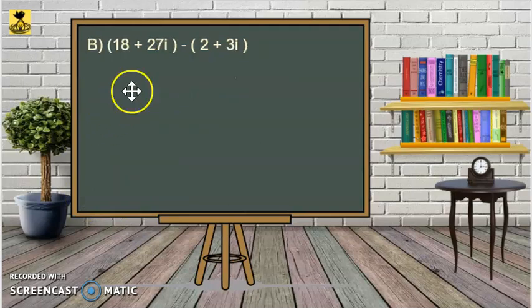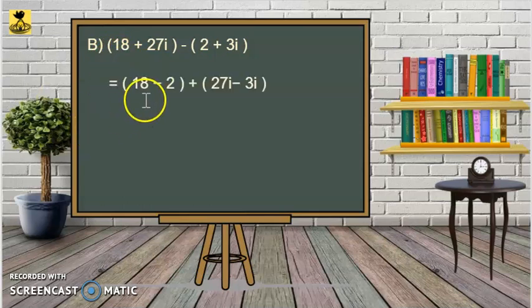Letter B. The quantity 18 plus 27i minus the quantity 2 plus 3i. So again, let's separate the real part from the imaginary part. So the real parts are 18 and 2. So 18, this is minus already, so minus 2.